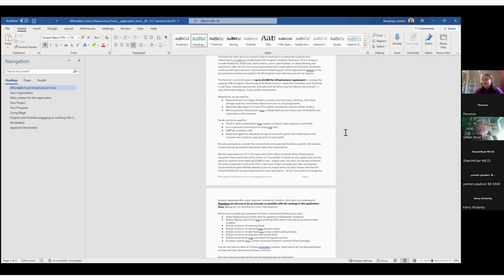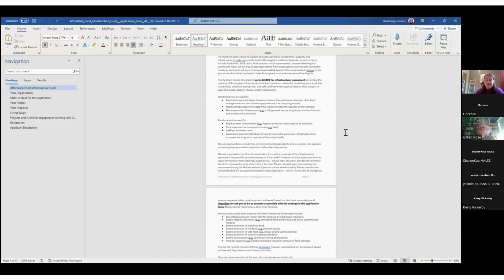So they can be used for equipment such as fridges, freezers, cookers, thermal boxes, shelving, other food storage solutions and smaller equipment such as chopping boards. You can use the funds for room or storage space hire costs if this would increase the capacity of the project.